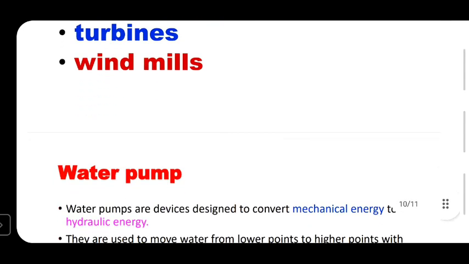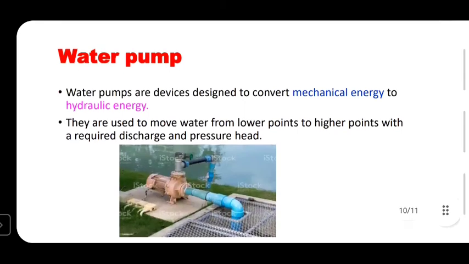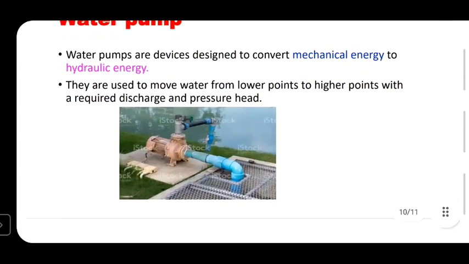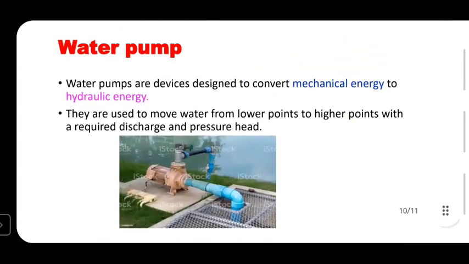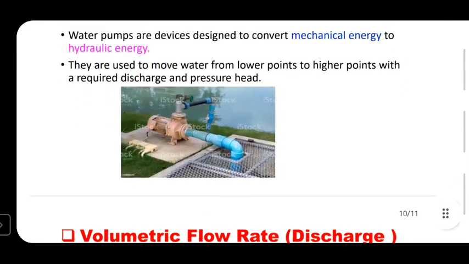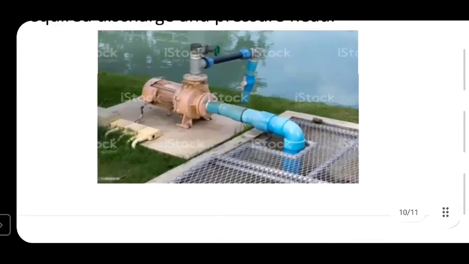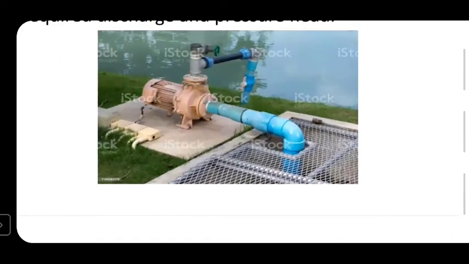Now we have to discuss the water pump. Already you know what a water pump is. A water pump is a mechanical device. Okay, what happens in case of a water pump? Already all of you know the water pump. Maybe some of the students are from an agricultural background. What happens in case of a water pump?